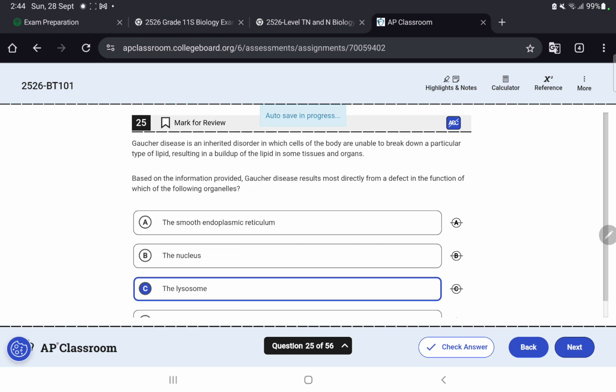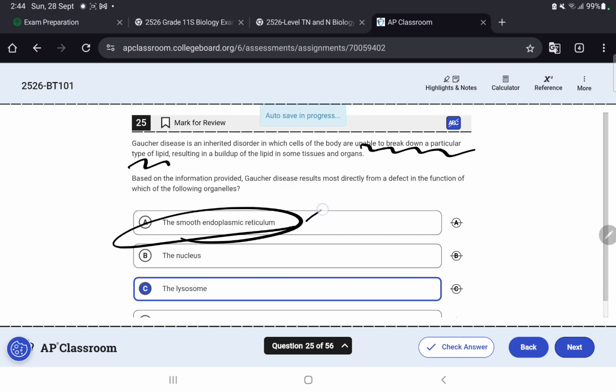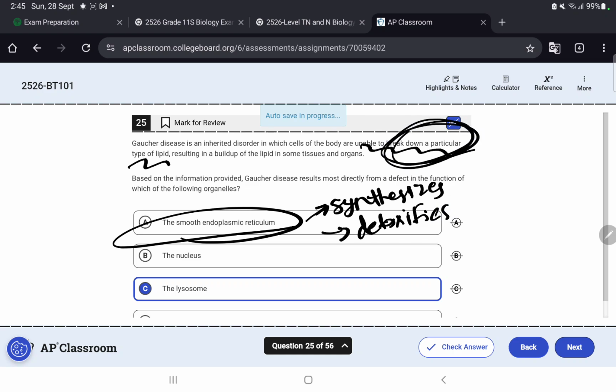Based on the information provided, Gaucher disease results most directly from a defect in the function of which of the following organelles? Let's see what Gaucher disease is. Gaucher disease is an inherited disorder in which cells of the body are unable to break down a particular type of lipid. Now, when you see lipid, you're going to go smooth endoplasmic reticulum. That's wrong, because the smooth endoplasmic reticulum synthesizes lipids and detoxifies. It has nothing to do with breaking down particular types of lipids.